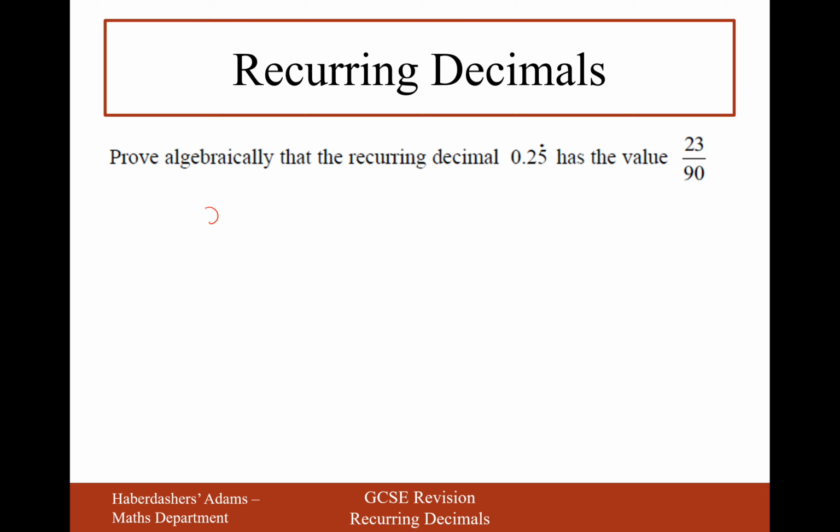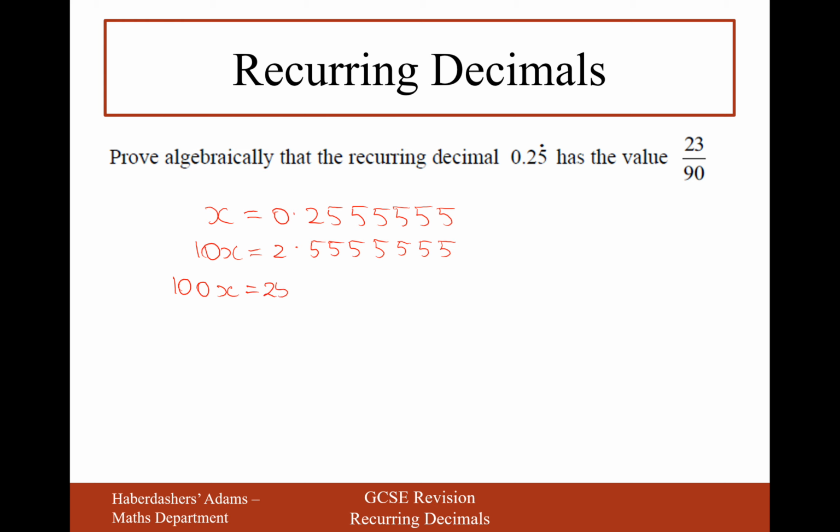Okay, I'm going to race through these. So it's going to be 0.2555555, because the point is only above the 5 and not the 2. Next I'll multiply it by 10. So it'd be 2.5555555. I'll multiply by another 10 because I've not got the decimals perfectly lined up with each other.